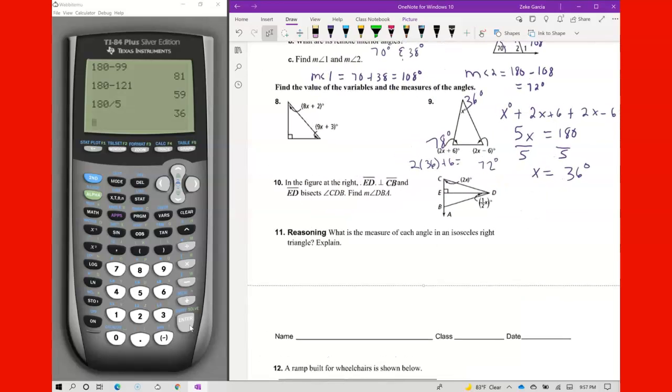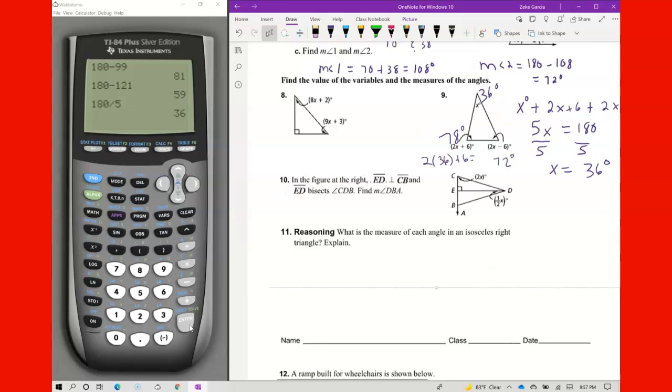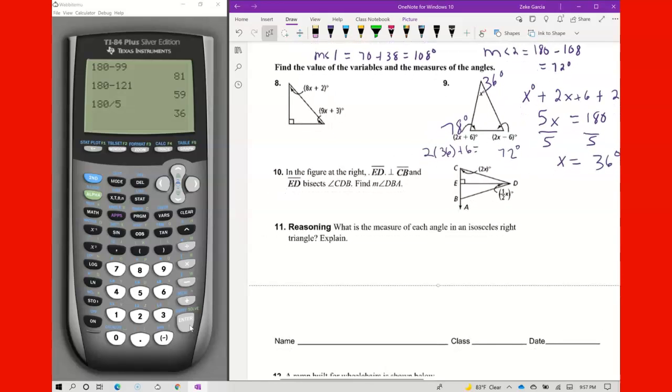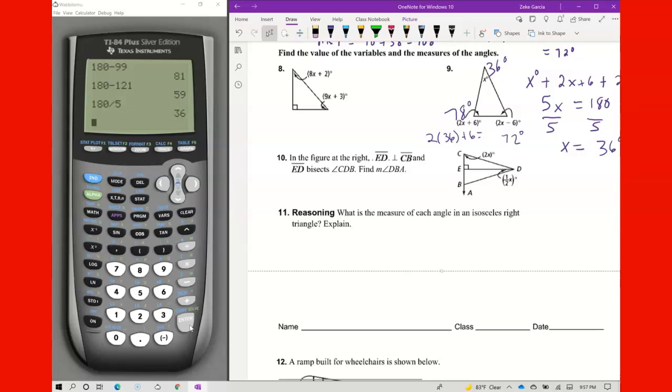So you would do that also for number 8. You're going to add those. Now you know that you have a right angle, so the sum is going to be, the angle is going to be 90.